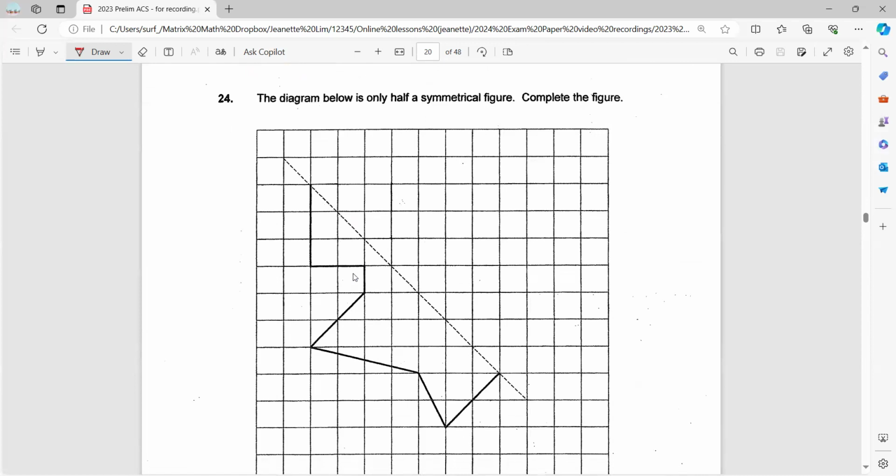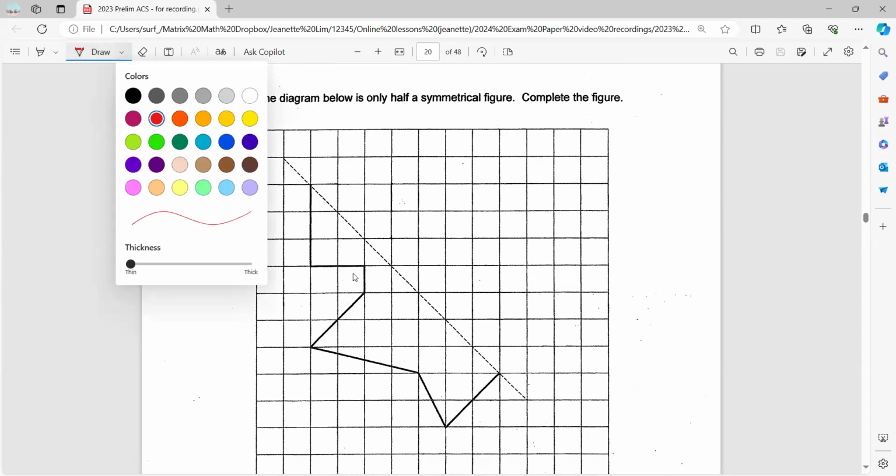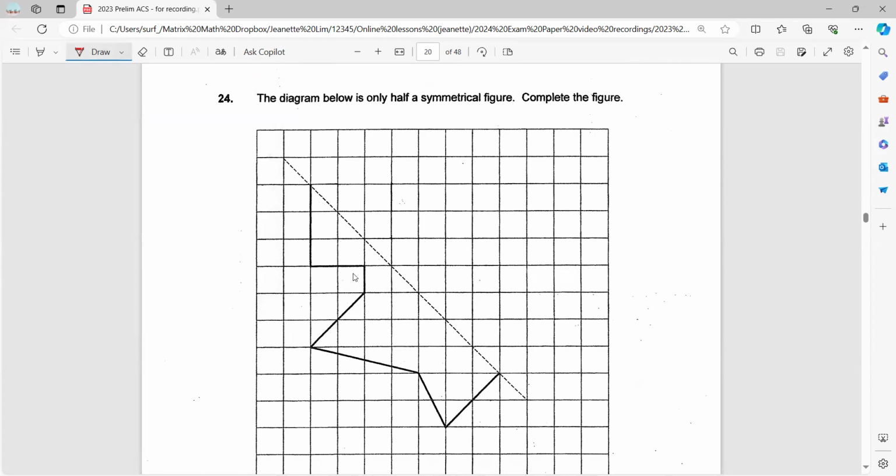Question 24. We're supposed to complete this symmetrical figure. Use your ruler for this. I'm just going to draw as best as I can. So this point here is 1.5 away from the line of symmetry. So half and 1 here. Okay, I'm just going to mark out the points. This is half a square away. And this point here is 1 square away. So 1 square away. Yeah.